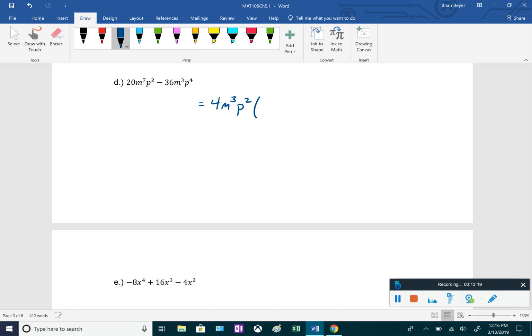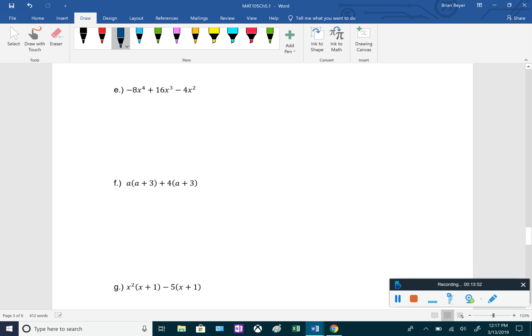If we divide it out, 20 divided by 4 is 5. m to the 7th divided by m cubed is m to the 4th. We're just subtracting these exponents. p squared divided by p squared is 1, so the p factor is completely gone for that one. 36 divided by 4 is 9. m cubed is completely gone. And p to the 4th divided by p squared is p squared. If you're never completely sure, just distribute and check your answer. Make sure you get what you started with.